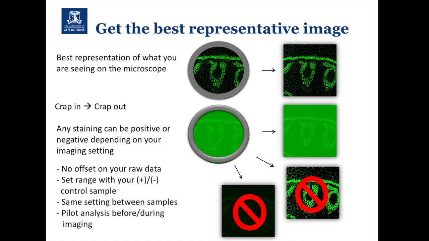Some rules to look at: do not use offset on your raw data. Offset is a setting where you can clip the lower end intensity values from your image. You should set your ranges for acquiring your data using both positive and negative controls. If you want to compare the data, acquire each different set with the exact same settings. One really important thing is to do a pilot analysis before and during your imaging. So, am I getting the data that I want from my actual experiment?